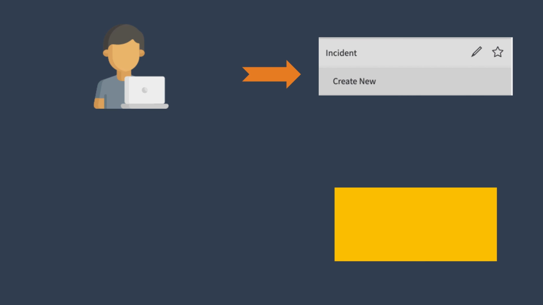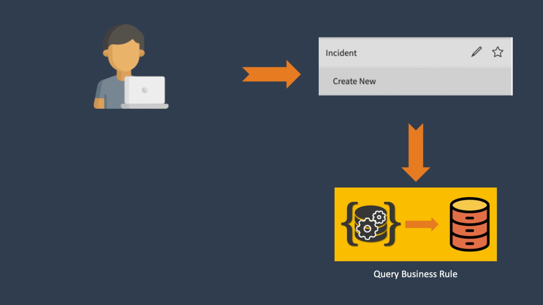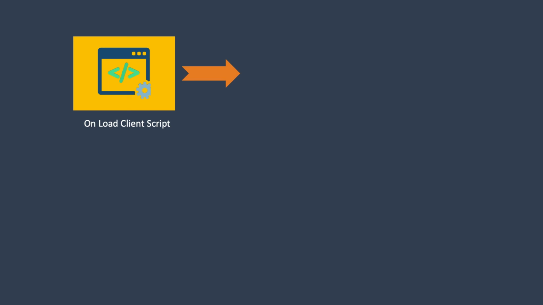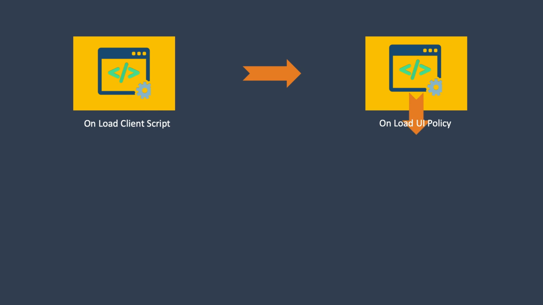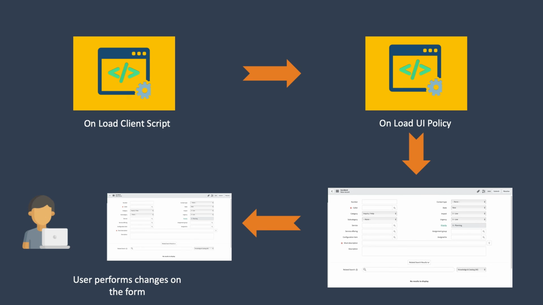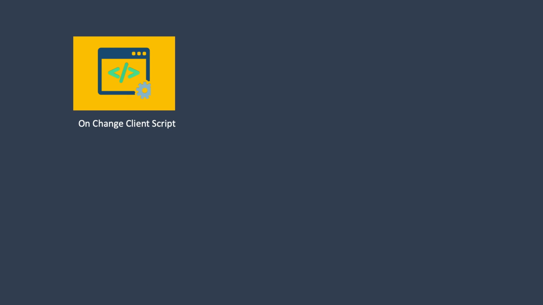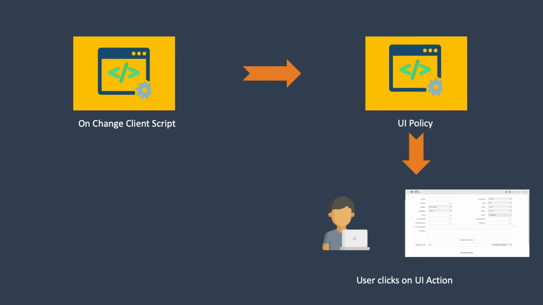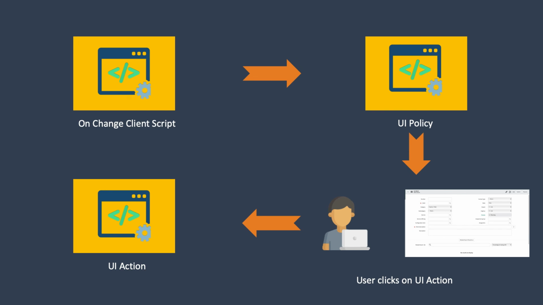Let's do a recap quickly. The user requests a form, and then the system runs the query business rule, and it queries the database. Then it runs the display business rule, then the onload client script, then the onload UI policy, then it displays the data to the user. Then the user makes some changes on the form, and it runs the onChange client script and the onChange UI policy. Then the user clicks on any UI action or a button on the form, and it runs the UI action, but that is also client side.